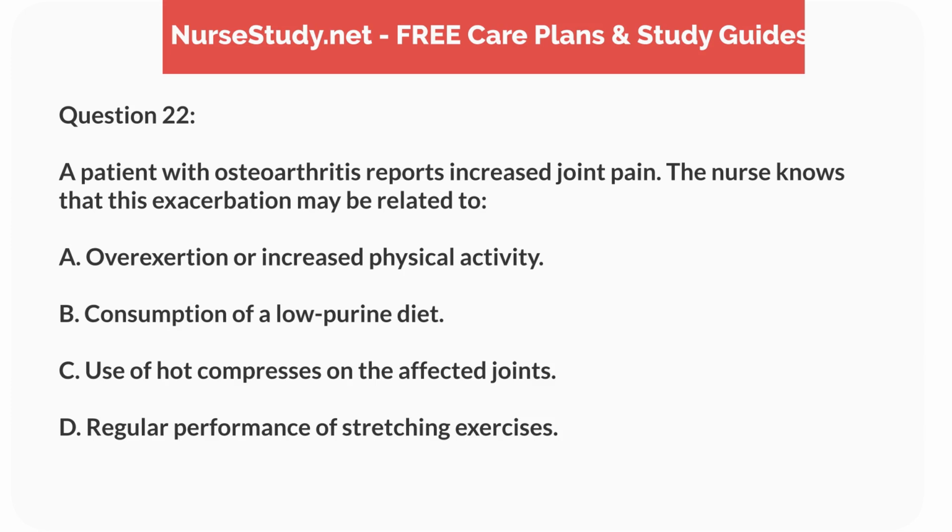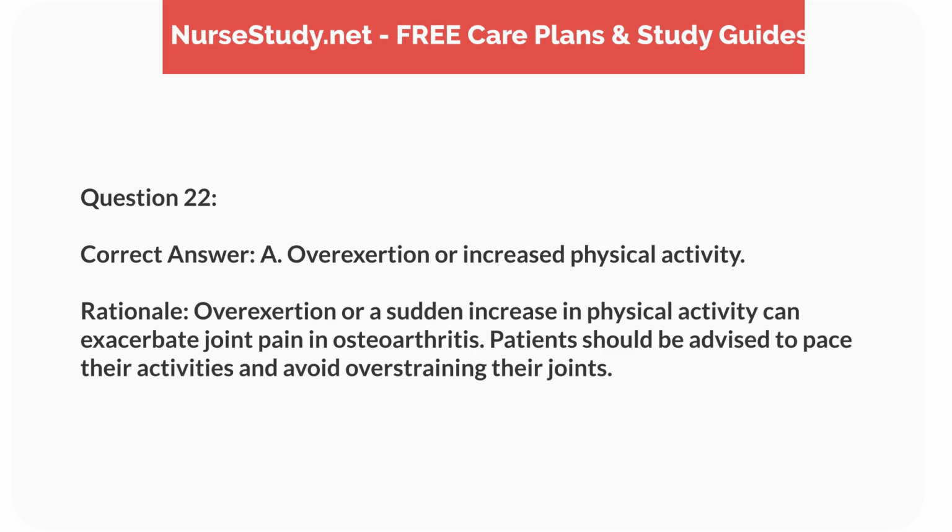Question 22. A patient with osteoarthritis reports increased joint pain. The nurse knows that this exacerbation may be related to A. Overexertion or increased physical activity. B. Consumption of a low-purine diet. C. Use of hot compresses on the affected joints. D. Regular performance of stretching exercises. Correct answer: A. Overexertion or increased physical activity.